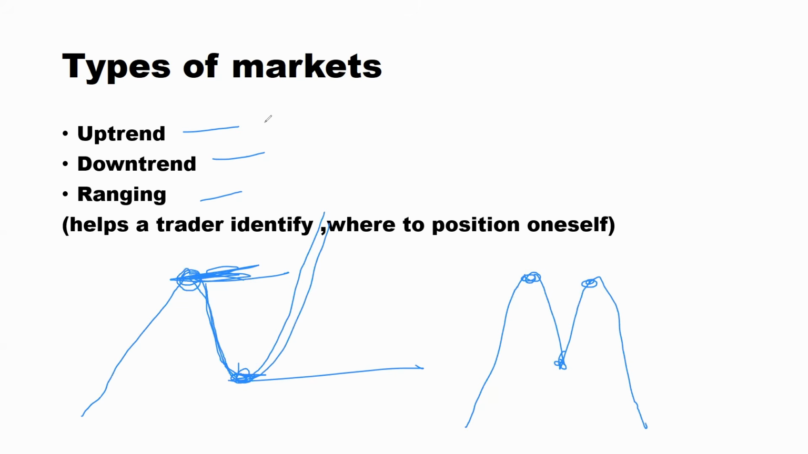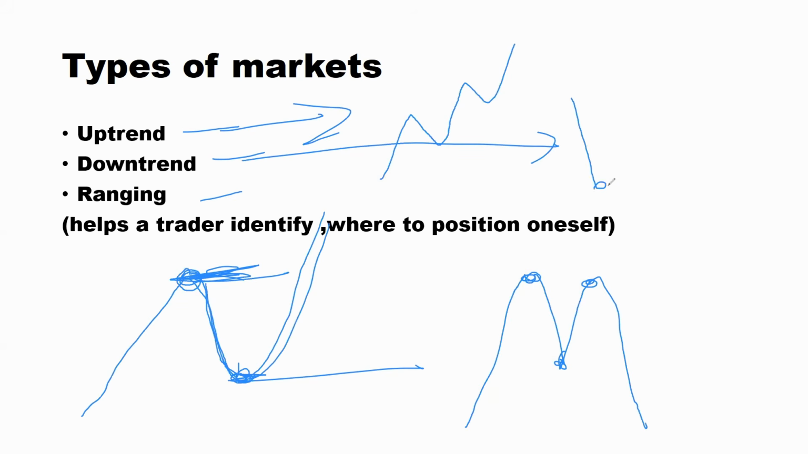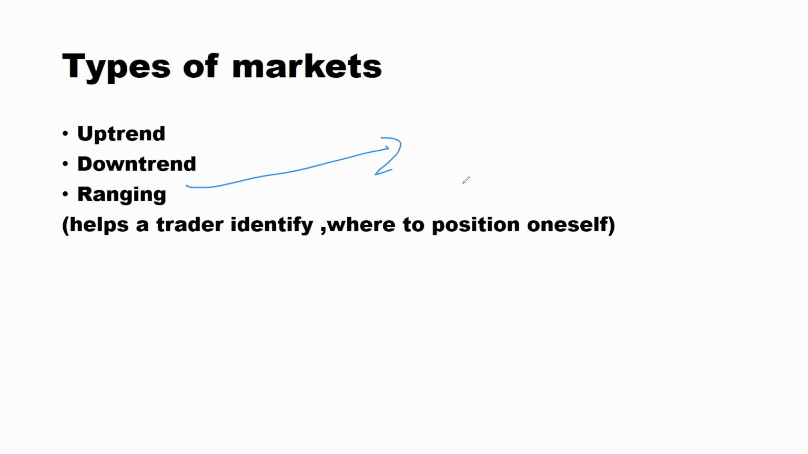Now, uptrend, what do we have there? We have a market in an uptrend. The market is making higher highs and higher lows, right? This one we all know. What about in a downtrend? The market is making lower low, lower high, lower low, lower high, lower low. And in a ranging market, what is the market making? Let me just clear this. In a ranging market, the market is making equal highs and equal lows. We now all know this if you've been watching our previous videos.